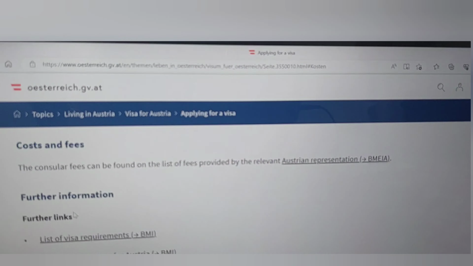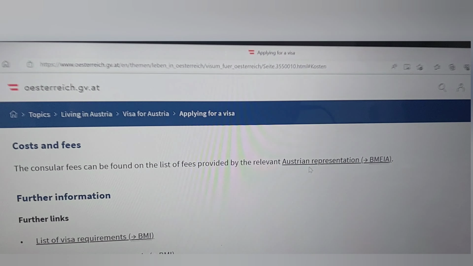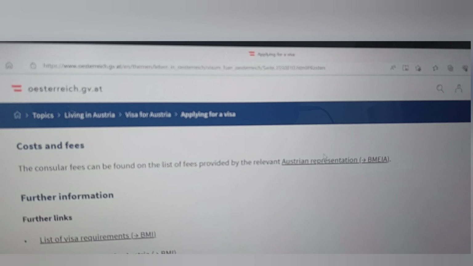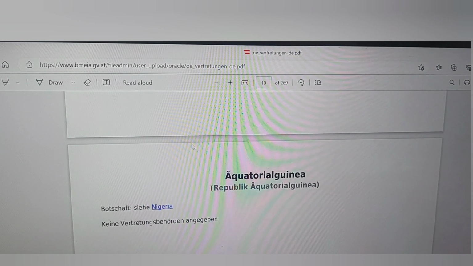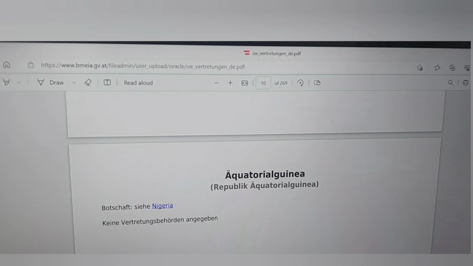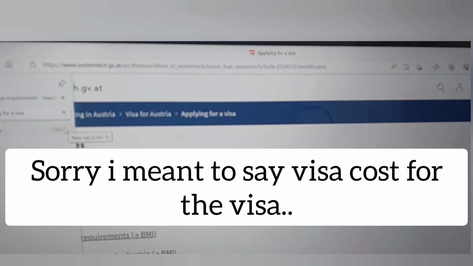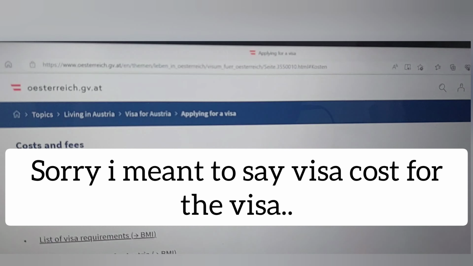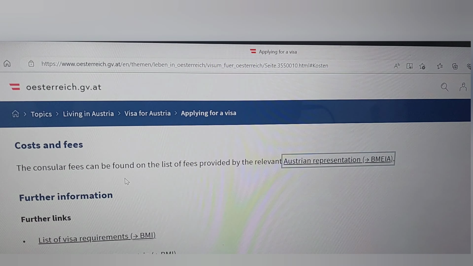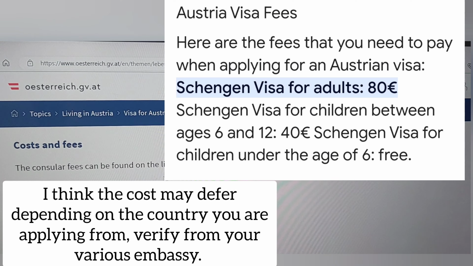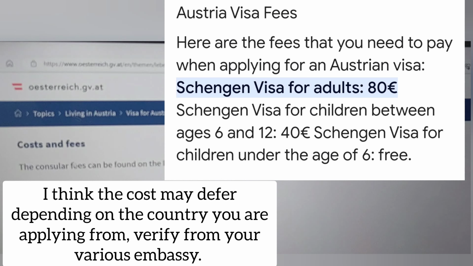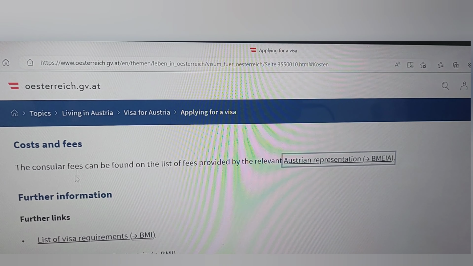The next is costs and fees. If you click here now, you will not see anything. Let's try it and see what comes up. So I tried it, nothing came out of this. So I will attach a video on the cost to this video because I was not able to find it on this page. If I find it in another place, I'm going to attach it to this video.